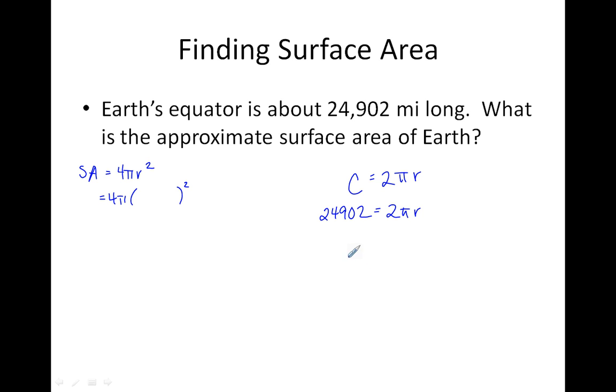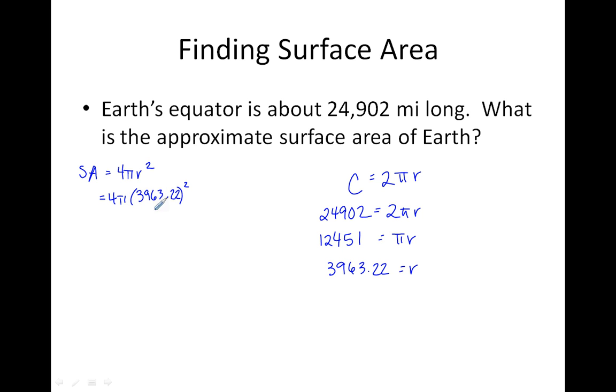Okay. Well, first I divide both sides by 2 just to keep it simple. So we have pi times r equals 12,451. And then if I divide both sides by pi, and we can estimate that using 3.14, we get 3,963.22, and it keeps on going. This again is just an estimate. Alright, so we're going to use this as our answer over here.